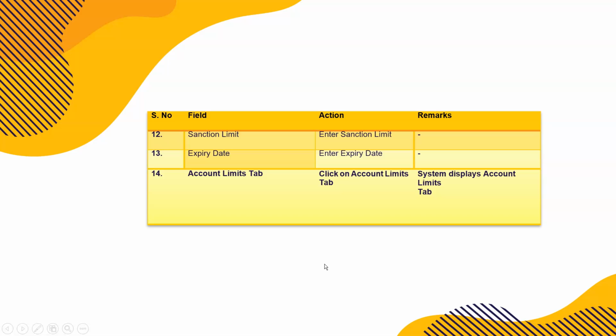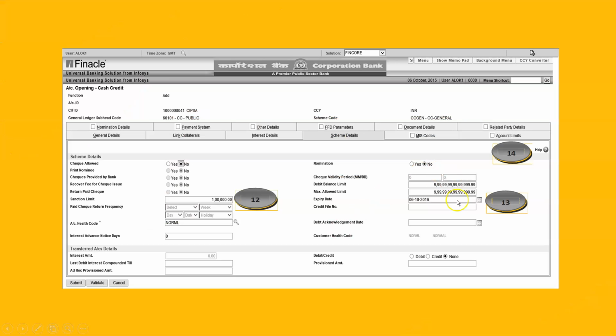Not much has to be changed here. The sanction limit here shows 1 lakh, so automatically it is 1 lakh. Expiry date, generally this is for 1 year only. Remember this, right? Account health code is normal. The first time we are giving it, it has to be satisfactory or normal here. We don't have to change anything here.